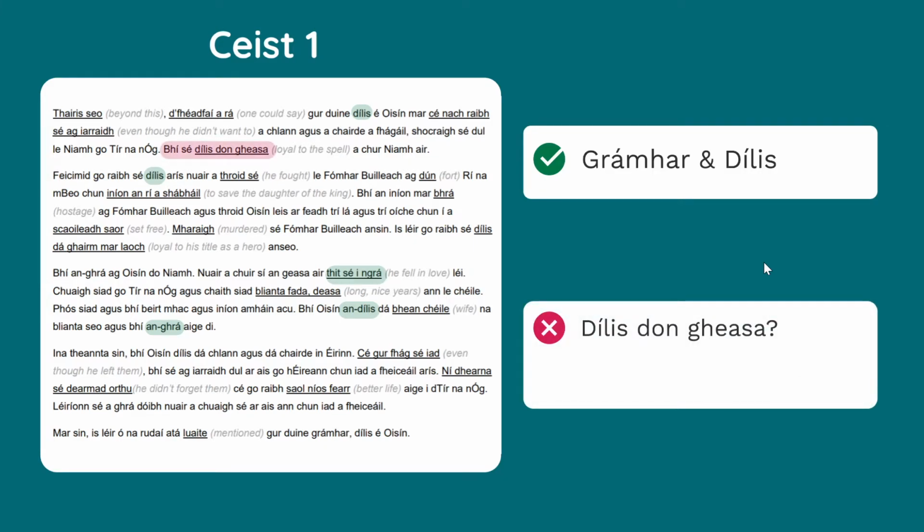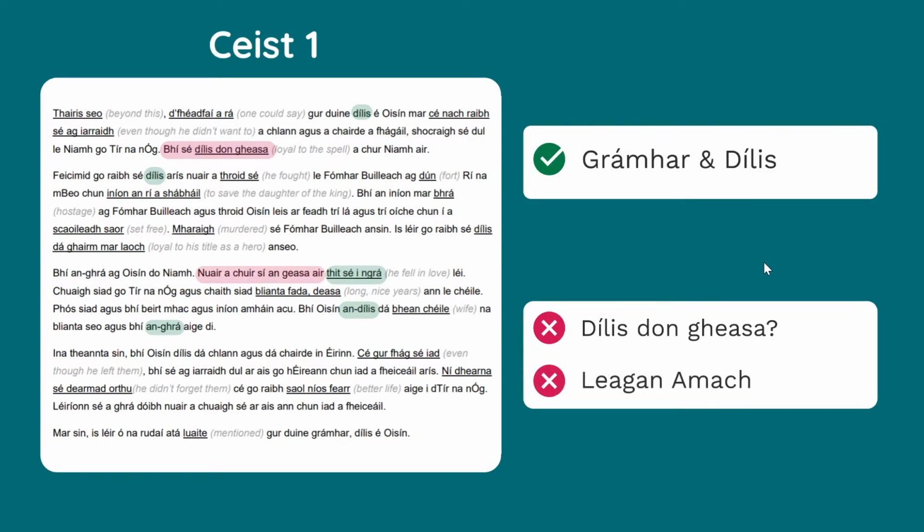But then we have a strange sentence and it says Bhí sé dílis don gheasa. You cannot be loyal to a spell. That doesn't make any sense. A spell indicates a lack of choices. So you cannot be loyal to something that you had no choice in the first place. That's just strange phrasing. Be careful of it.